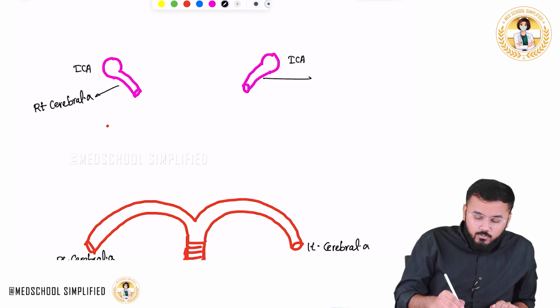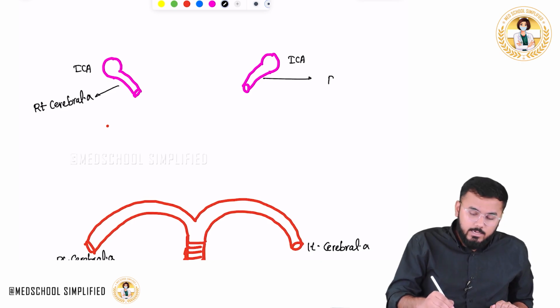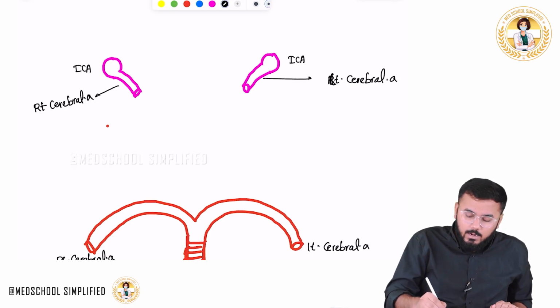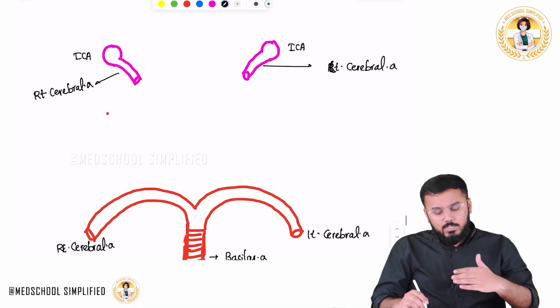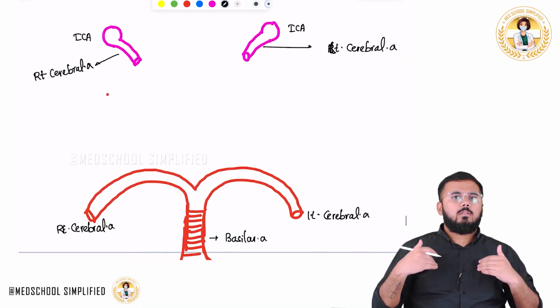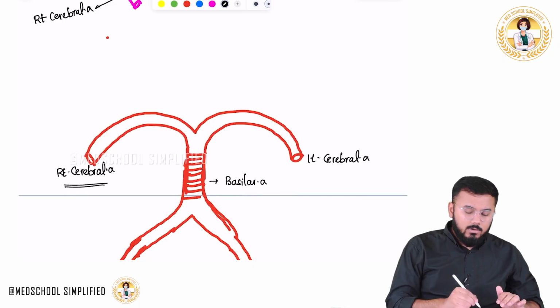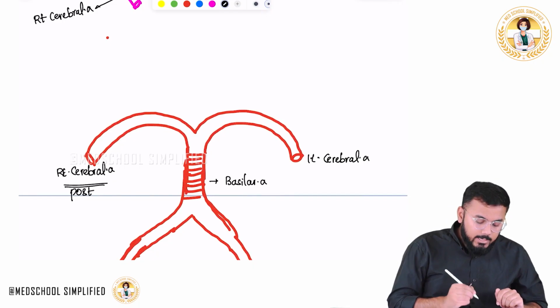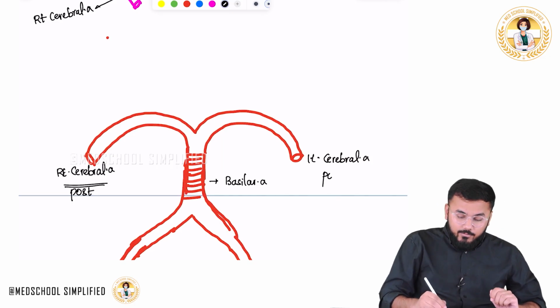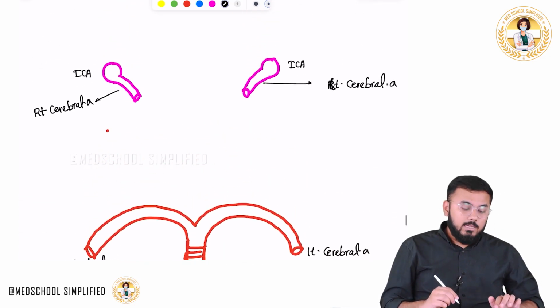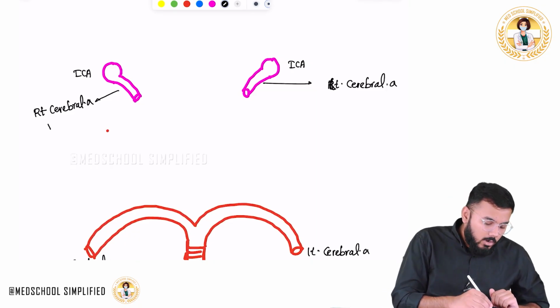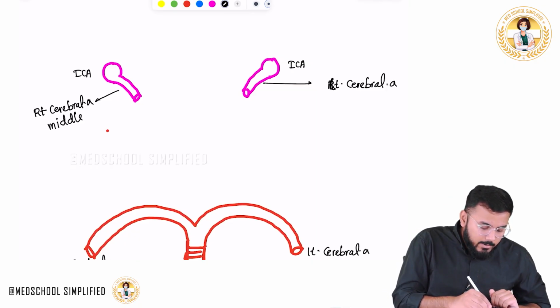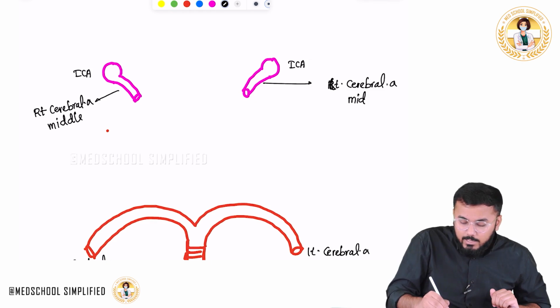Now you might get confused why there are two names of the same arteries, right cerebral artery, and this one is called your left cerebral artery. Now tell me, out of these two arteries, which is on the back? The arteries on the back are this one, right? So I have to call it right posterior cerebral artery, left posterior cerebral artery. Now this is in the middle, so you call it right middle cerebral artery, left middle cerebral artery.